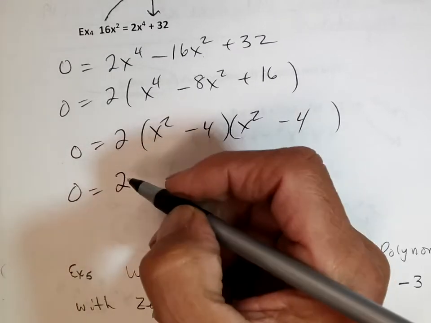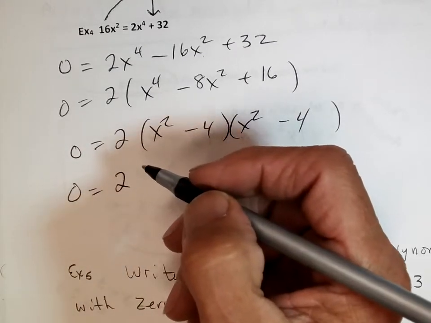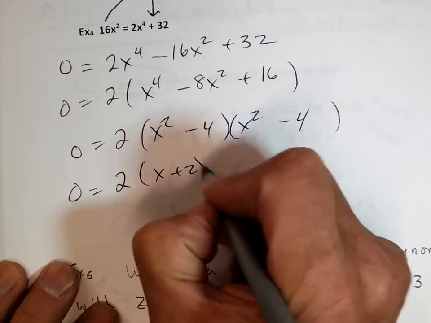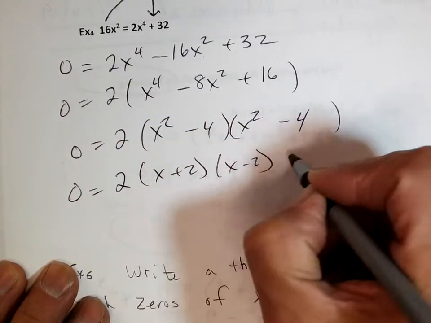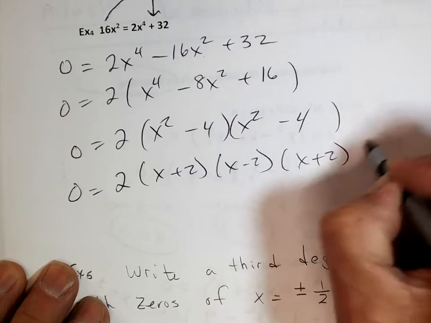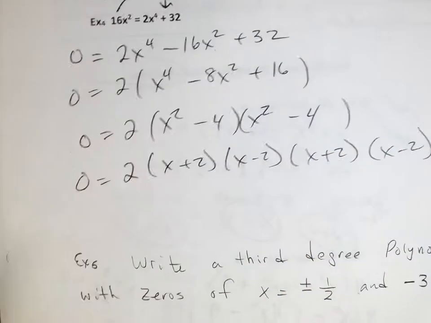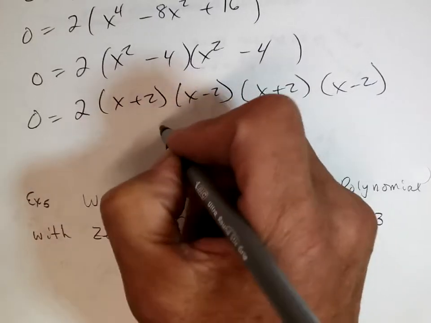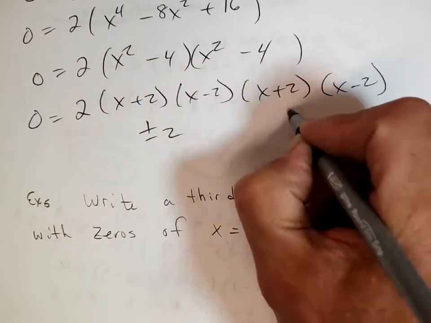We could square root it or factor it, and we'll get the same answer. You agree? X plus 2, x minus 2, x plus 2 again, x minus 2 again, which gives me 4 answers. It gives me plus or minus 2 and plus or minus 2.